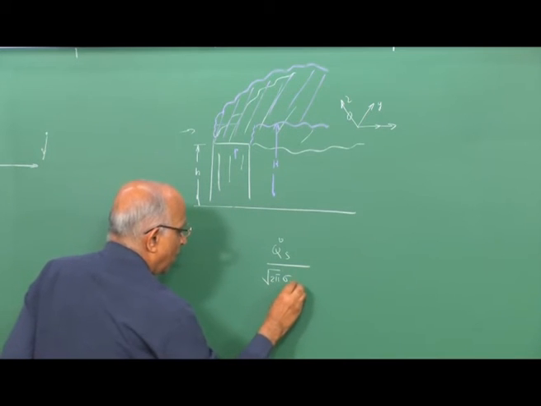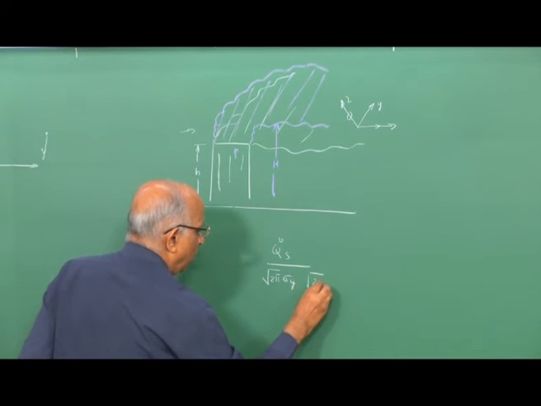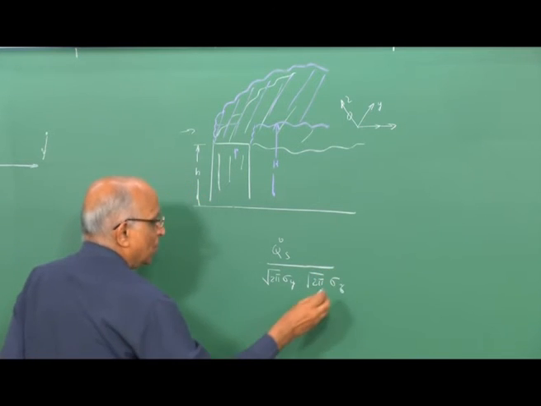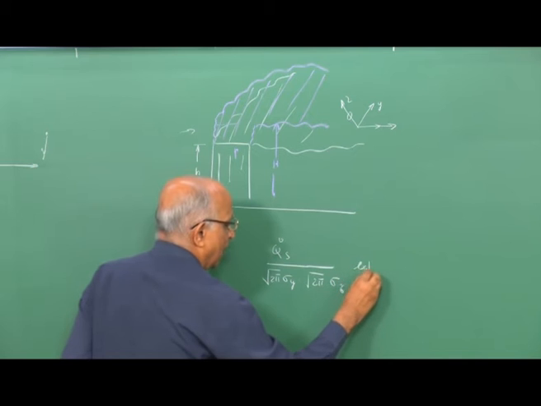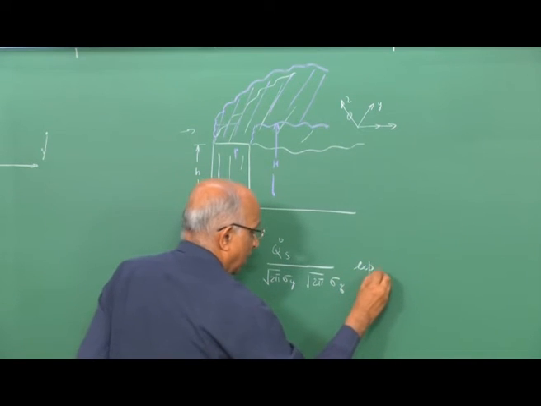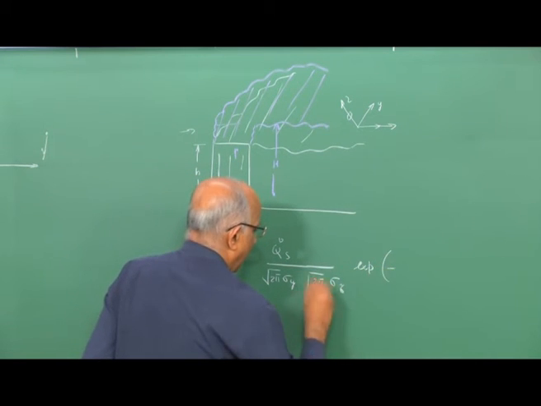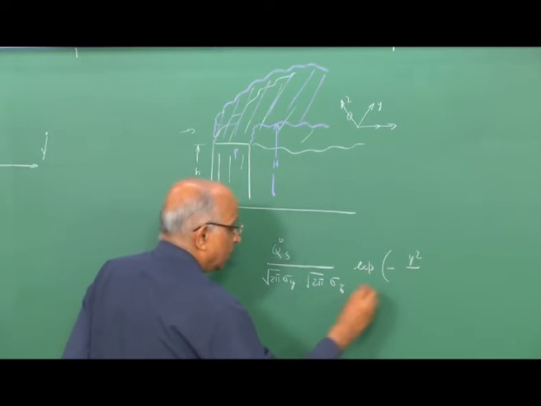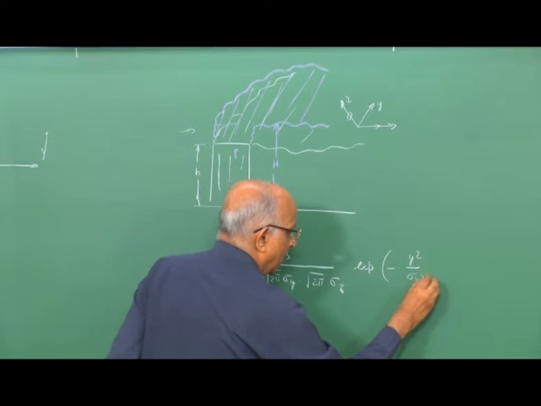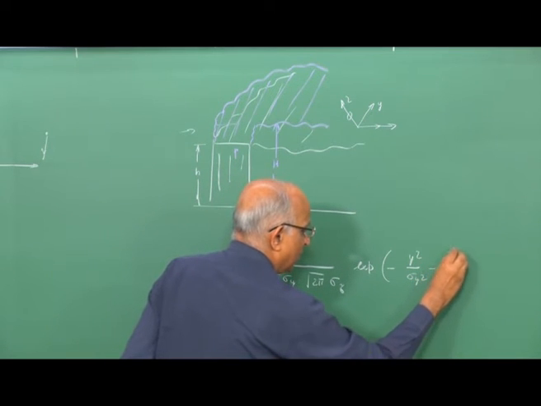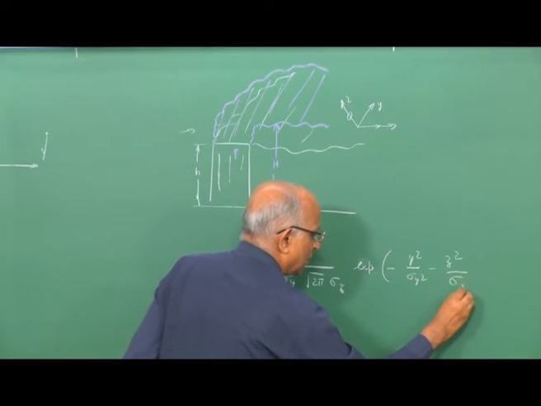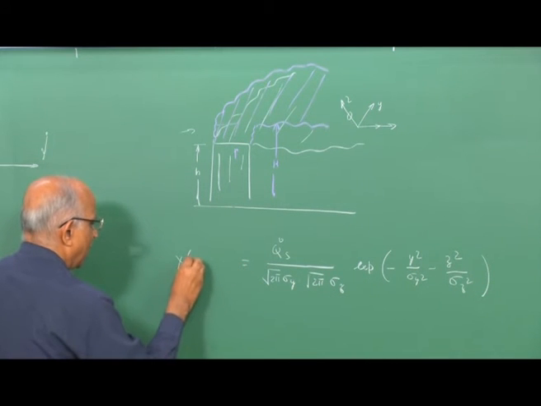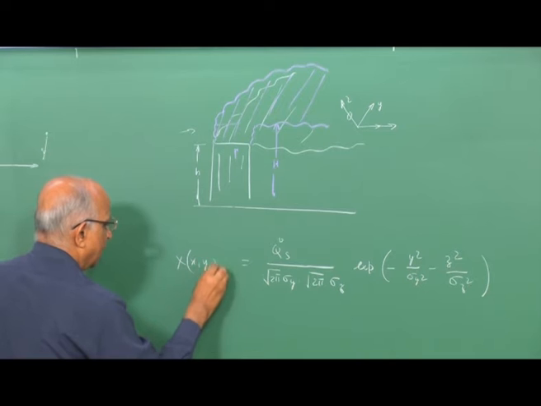Therefore, I have 2 sigma y into 2 pi into sigma z, and of course, you have the value corresponding to the exponential term coming as minus y square over sigma y square. I also have maybe the value of z square over sigma z square, and this gives me the value of the concentration at x, y and z.